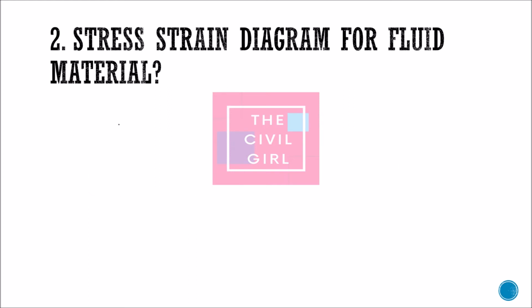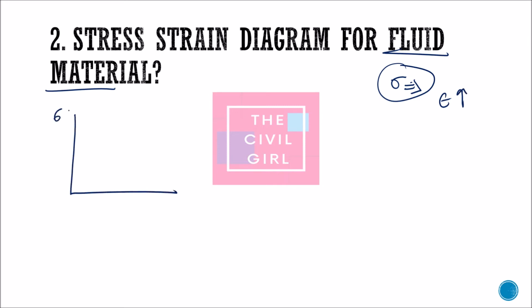Going to the next question, the stress strain curve for fluid material. So this is the opposite. Even without any stress being applied, the strain will increase here. So if you look at the stress strain curve, this is my stress, this is strain. So it will be something like this, opposite of the rigid material.